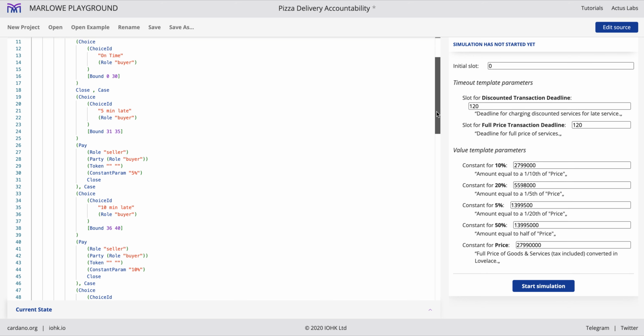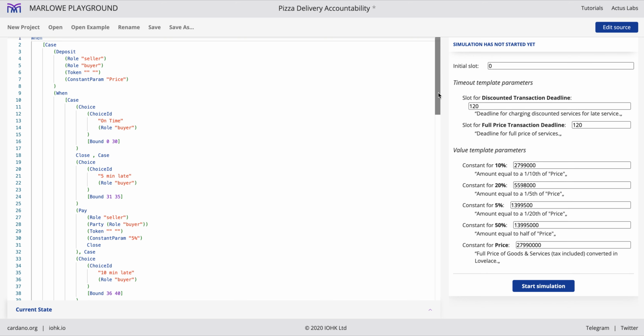So I'm going to turn this over to Ethan, and he will demonstrate some simulated numbers that we have for you over here. We're simulating a pizza order for 27.99 ADA. For calculation purposes, we converted everything over to Lovelace. And here is Ethan.